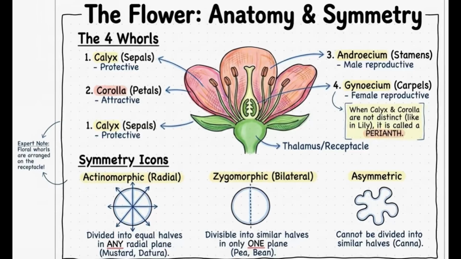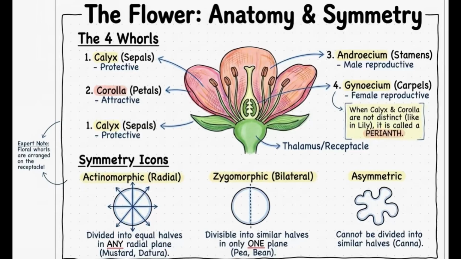Let's break it down. CAN stands for calyx. This is the outermost whorl, made of sepals. Those are the little green leaf-like structures at the base of a flower, right? Exactly. And their job is purely protective. They shield the delicate inner parts when the flower is still just a closed bud. Got it. Protection. Next is please, which stands for corolla.